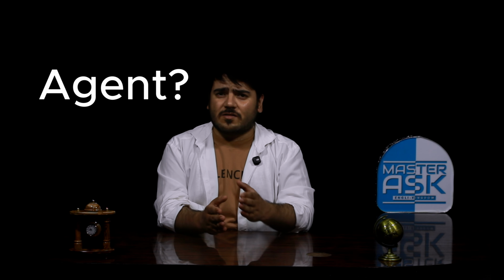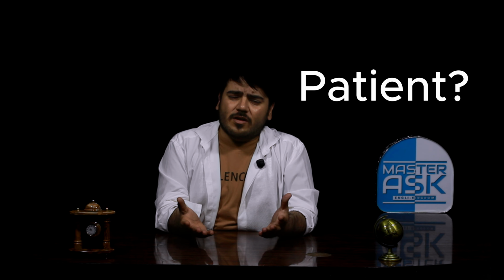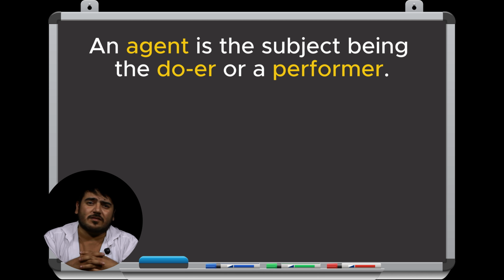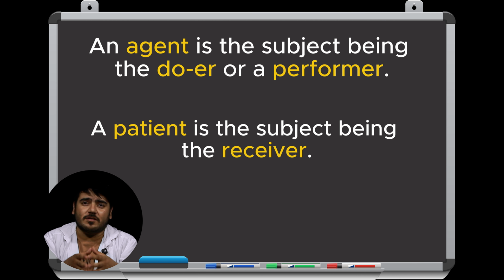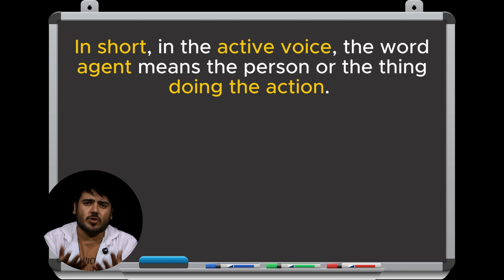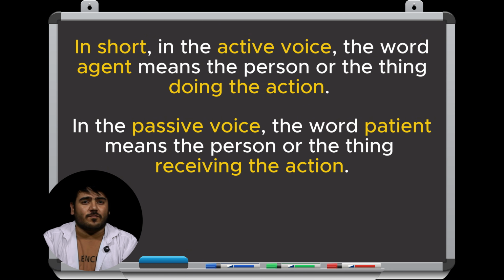There's a question. What is agent and what is patient in grammar? An agent is the subject being the doer or performer, and a patient is the subject being the receiver. In short, in the active voice, the word agent means the person or the thing doing the action, and in the passive voice, the word patient means the person or the thing receiving the action.